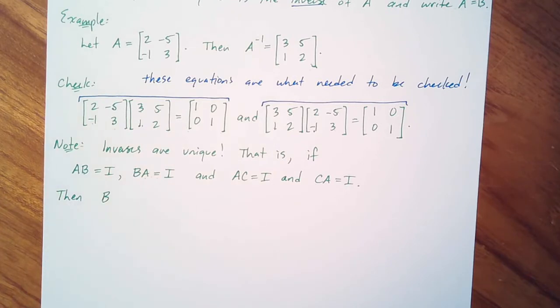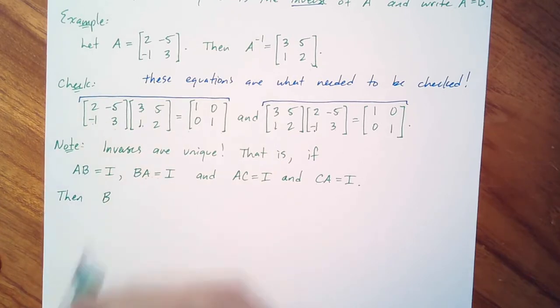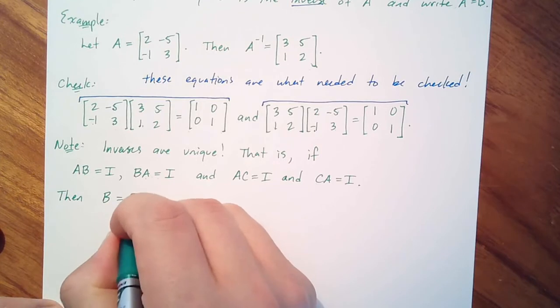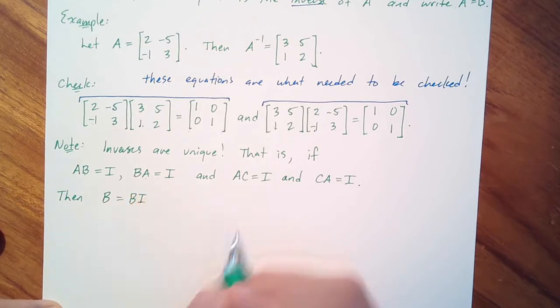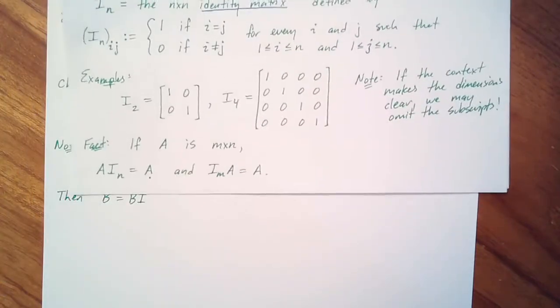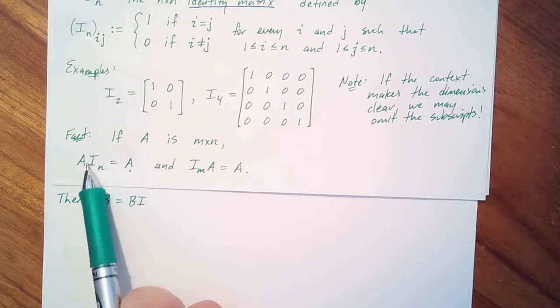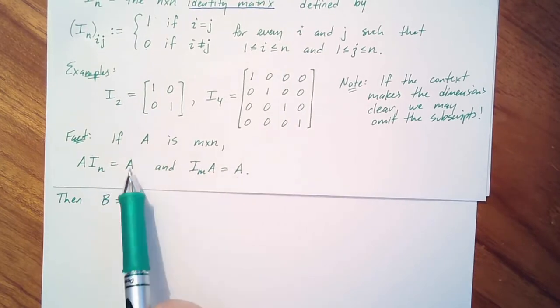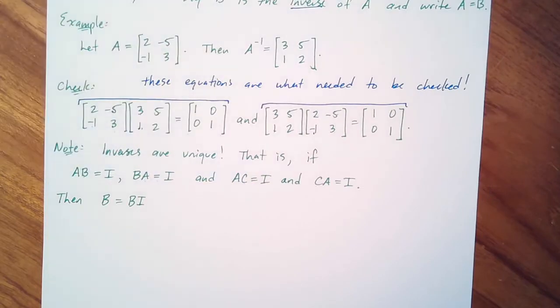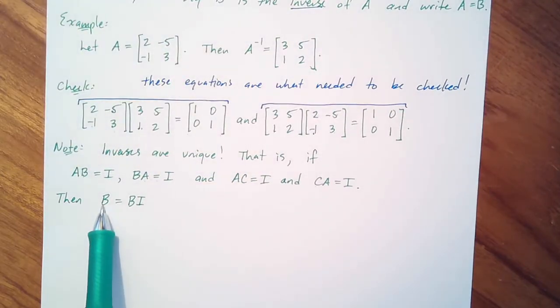Start with the matrix B. You can always write B is equal to B times the identity. Remember, that was a key property of the identity. If you take any matrix A and you multiply it by the identity on either the right or the left, you just get the matrix A back again. So that's going to also hold for this matrix B.